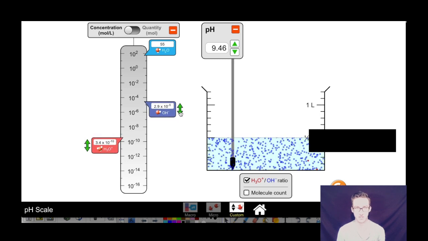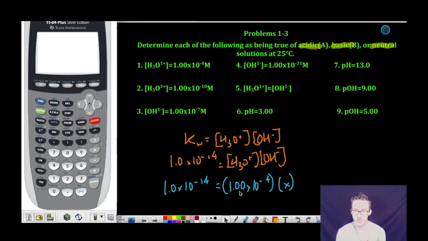of basic solutions. So as I look at the concentration of hydronium ion provided to me in question number 1, I recognize that that is an increase from the 1 times 10 to the negative 7 of pure water, which means that hydroxide ion must decrease, in fact, to 1 times 10 to the negative 10, which means that this solution is indicative of an acidic solution. The concentration of hydronium ion will be greater than the concentration of hydroxide ion.